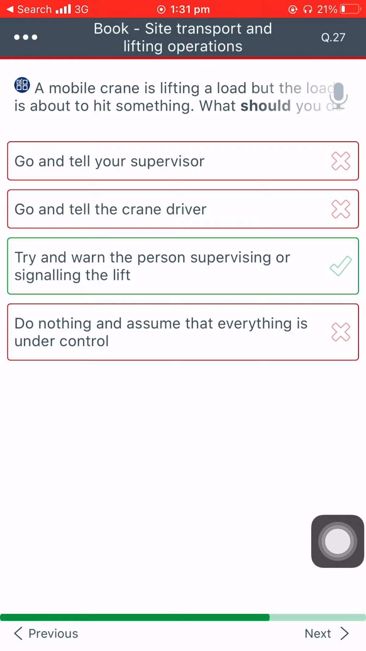A mobile crane is lifting a load, but the load is about to hit something. What should you do? Go and tell your supervisor. Go and tell the crane driver. Try and warn the person supervising or signalling the lift. Do nothing and assume that everything is under control.